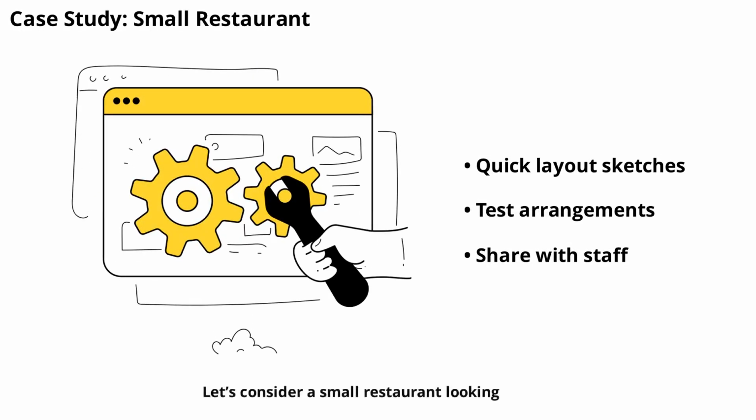Let's consider a small restaurant looking to optimize its seating and kitchen workflow. Using a tool like Flowchart or Draw.io, the owner can quickly sketch out different layouts, test seating arrangements, and share ideas with staff. This helps maximize space and improve service without a large investment.